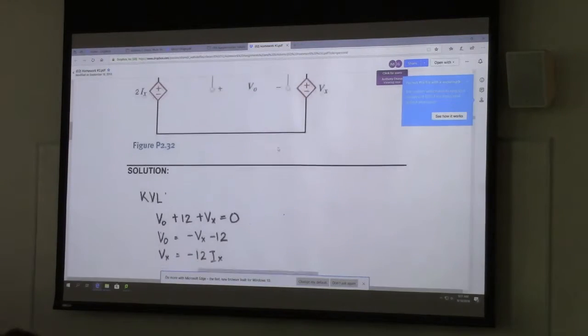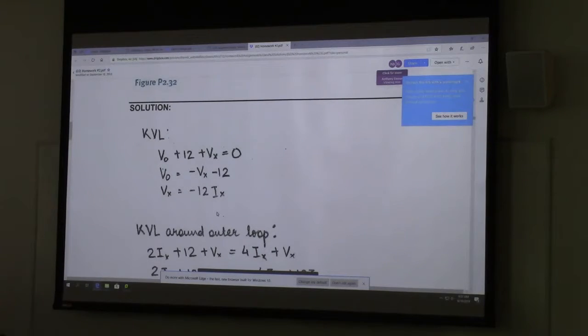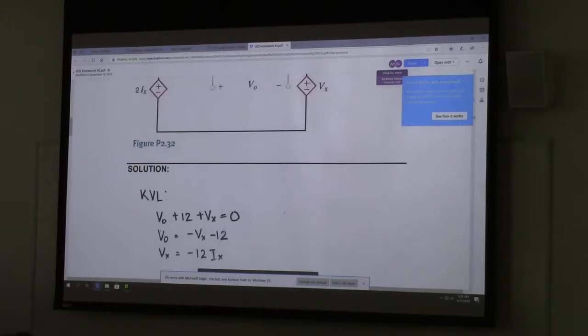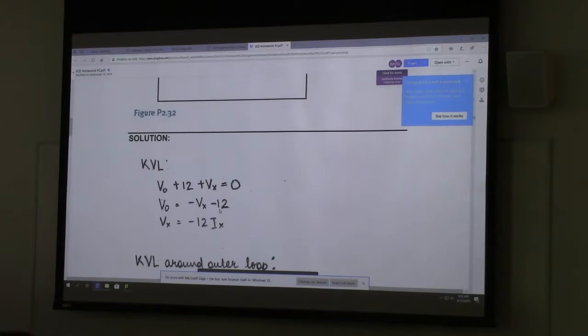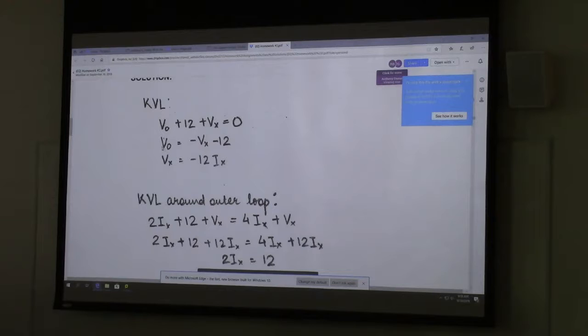And so we make that substitution down here. So Vx is equal to negative 12 Ix. Okay, so that's Vx. Oh, all they're saying is Vx equals negative 12 Ix. I'm sorry, this is not a simplification of the equation above it. That's what I was getting confused by. So this is one equation, and this is another equation. They're two separate equations, right?